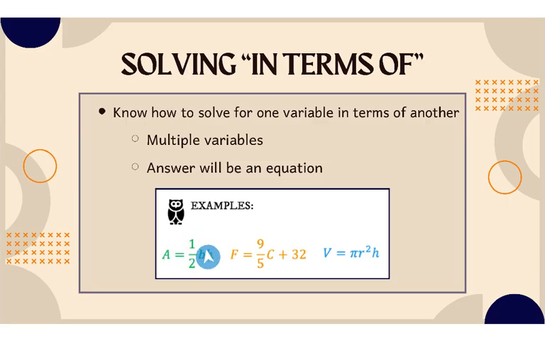You have the area equals 1/2 base times height. Here's the Fahrenheit to Celsius formula. We have a Fahrenheit and a Celsius in there, and then volume, radius, height. You have a whole bunch of different variables here, right? Another important thing to note is that our answer will end up being an equation. For this particular case, if I said solve for A, then we still have an equation as our answer. For this one, if I said solve for Fahrenheit, you can see we still have an equation there, right?